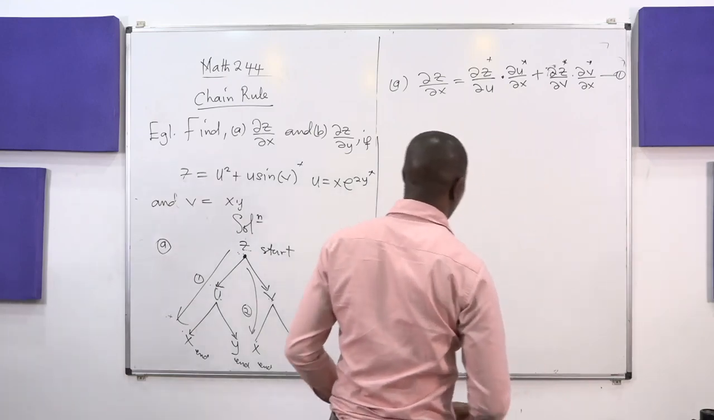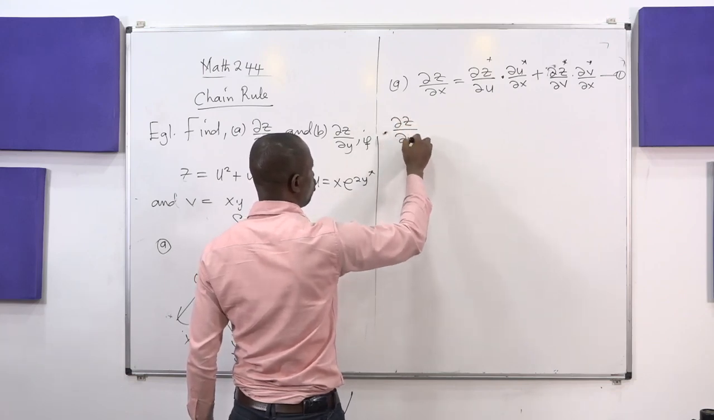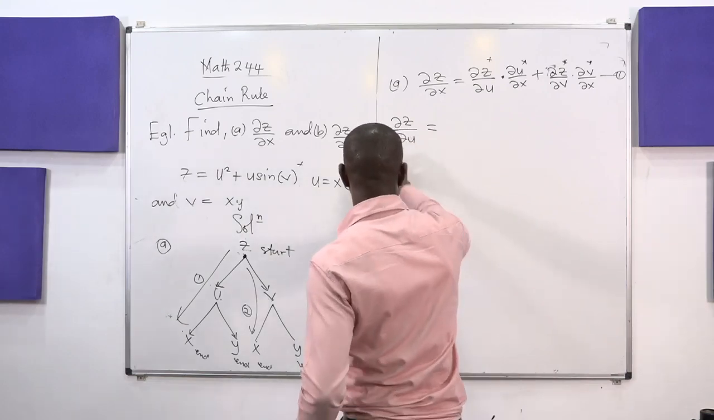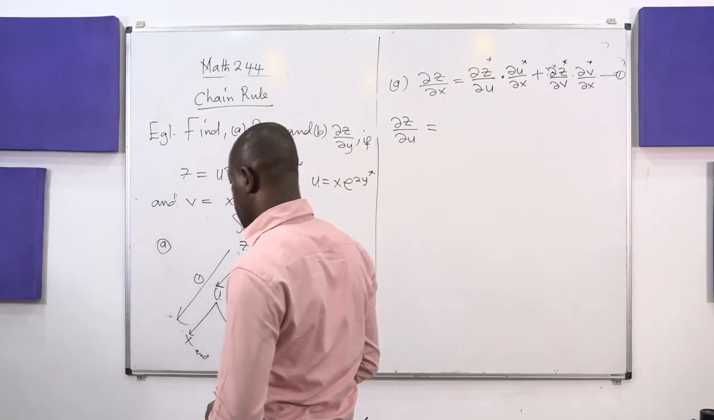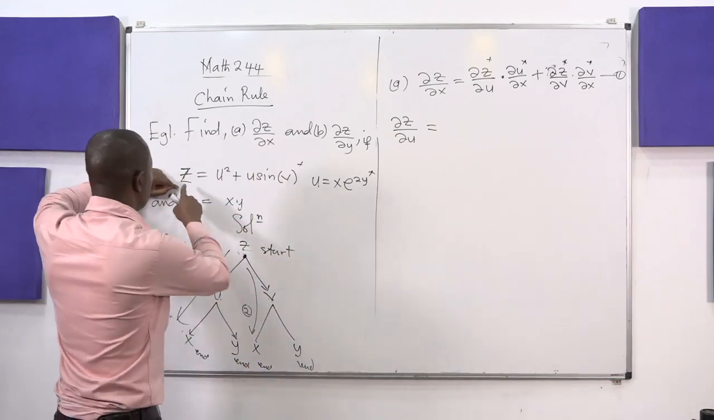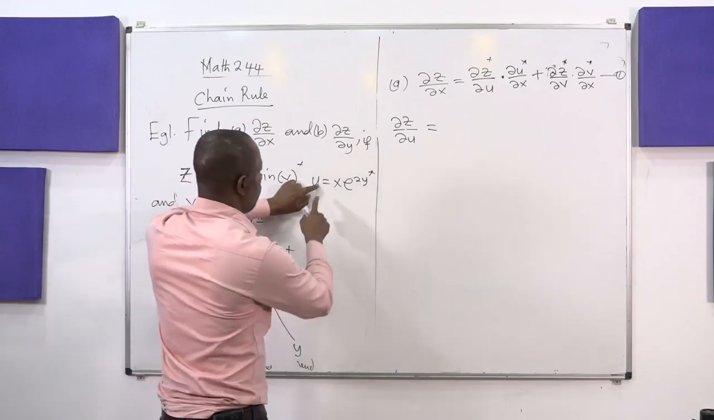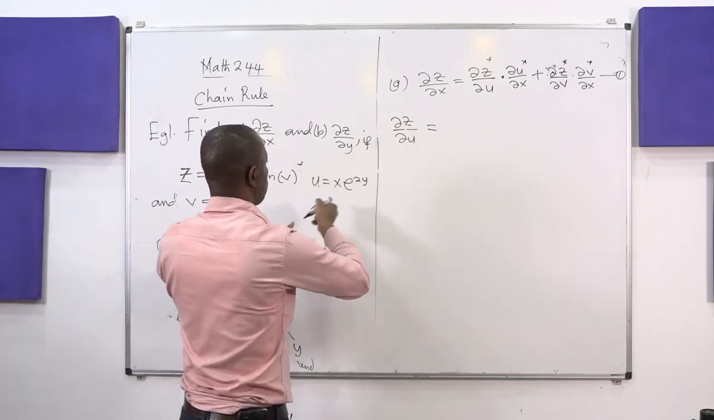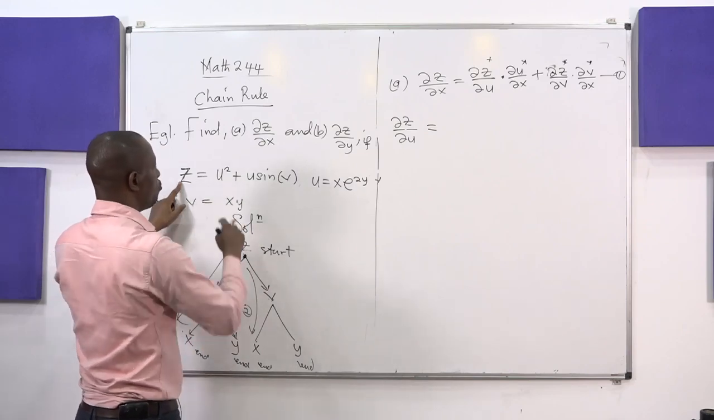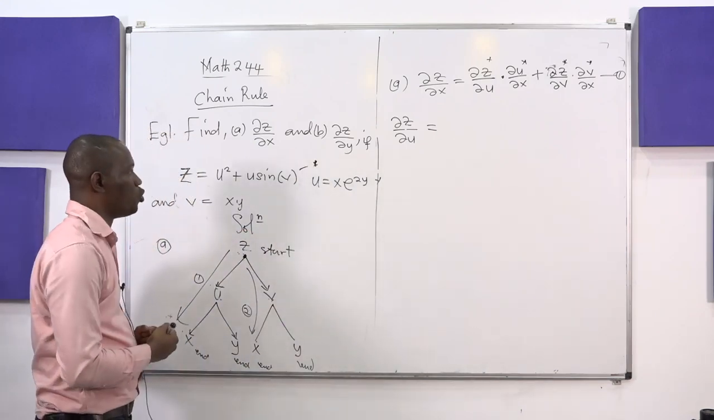So here, we take each one, partial z with respect to u. Partial z with respect to u means we need the equation connecting z and u, and always it is one equation connecting z and u. Z equals u squared plus sine v: have you seen u x, u z? We have u x y, but do you have a z? No, so this one is out. You want z and u; this is v x y, you don't have any of them. That's where you have z and u. So you have to use equation 1.